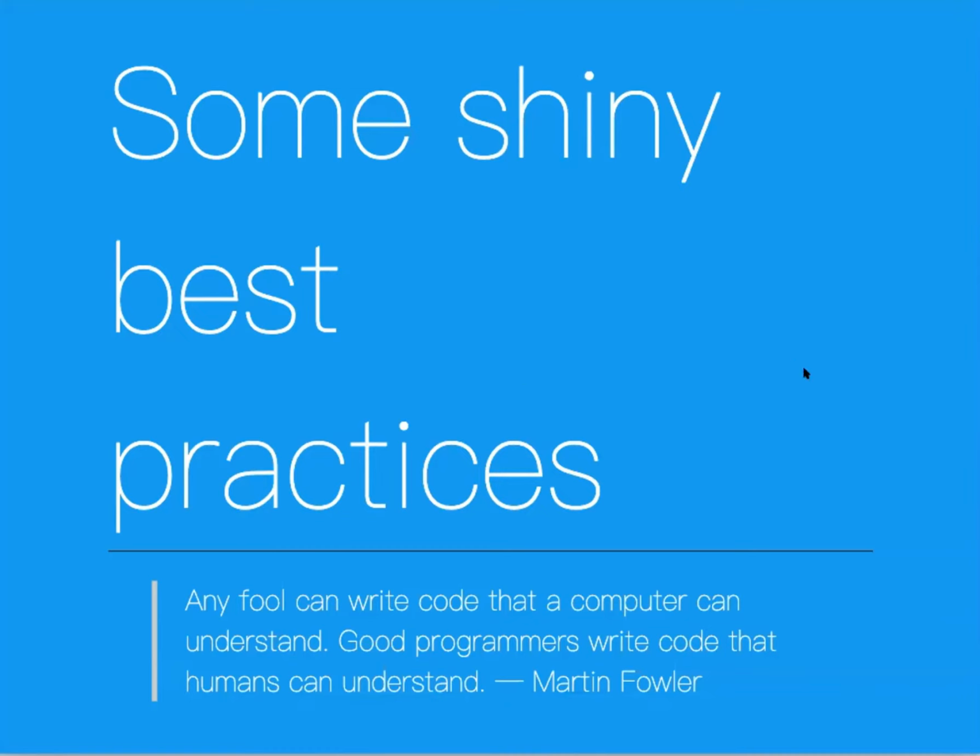All right, moving on to just a couple of Shiny best practices. This is another quote from the Mastering R book by Martin Fowler. Any fool can write code that a computer can understand. Good programmers write code that humans can understand. I think this is a little bit underappreciated generally, especially within the scientific communities. There's very much a culture of, if the code runs and it works, then it's good.